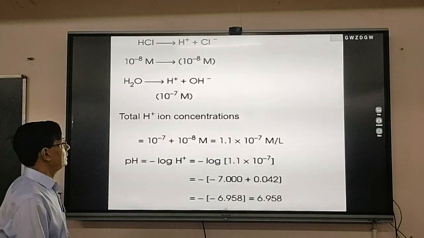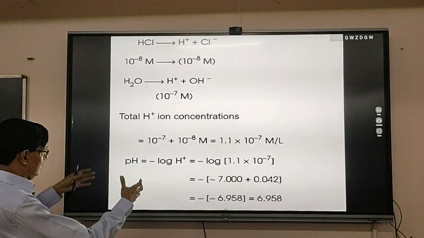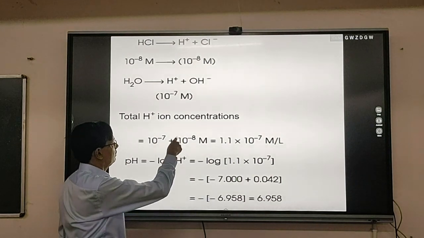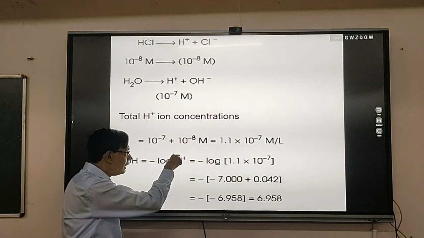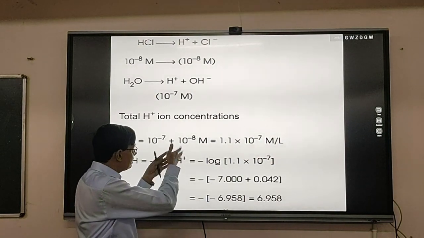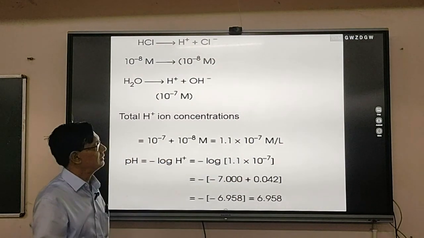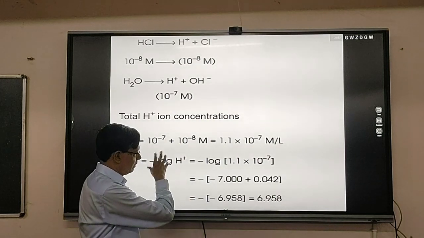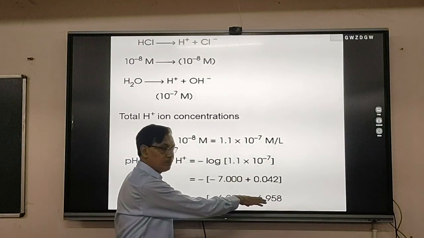I will not discuss this quadratic equation. Similarly, you can also solve it like that, because the concentration from water is 10 to the power minus 7, and the concentration of acid is 10 to the power minus 8. We can write it as 0.1 into 10 to the power minus 7. So the actual concentration is 1 plus 0.1, so the total is 1.1 into 10 to the power minus 7. That is also one simple solution, and then by simple translation, you see it is not 8, but it is 6.9.